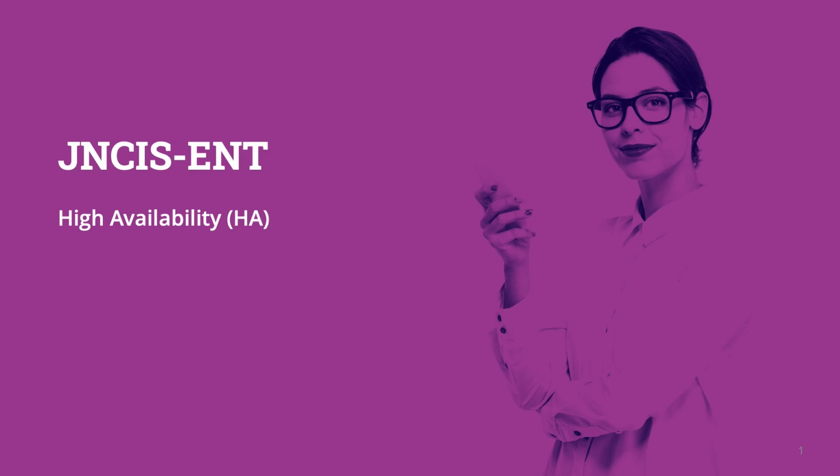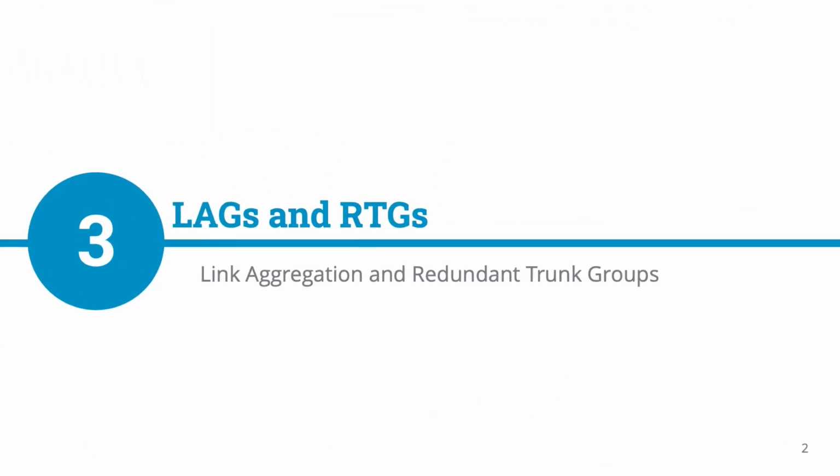In this section of the course, we're reviewing high availability, what it means, and features to be used to facilitate a highly available network. In this lesson, we'll review the purpose, configuration, and operation of link aggregation groups and redundant trunk groups. Both of these features enhance the availability of our networks by mitigating the loss of connectivity associated with a link between devices going down.